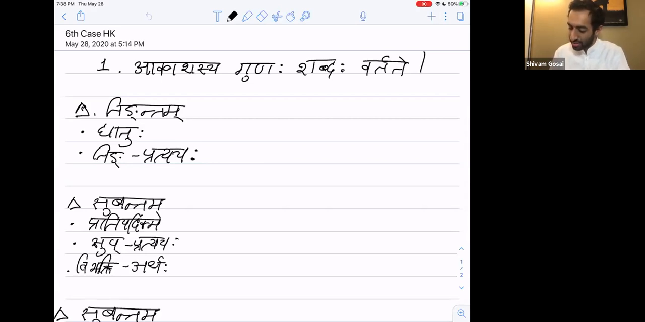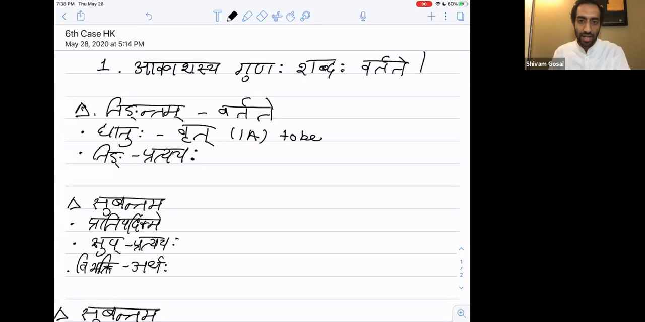Akashyasya gunaha shabdaha vartate. So we're going to look at the verb vartate. Okay, so this is vrit dhatu 1a, and vrit dhatu is also to be. So this is just like asti, bhavati, vartate. It's all the same thing, essentially. So vrit dhatu. Ting pratyaya, you see that te, so this is pratama purushaha, ekavachana, third one. Okay, so it means is, okay?